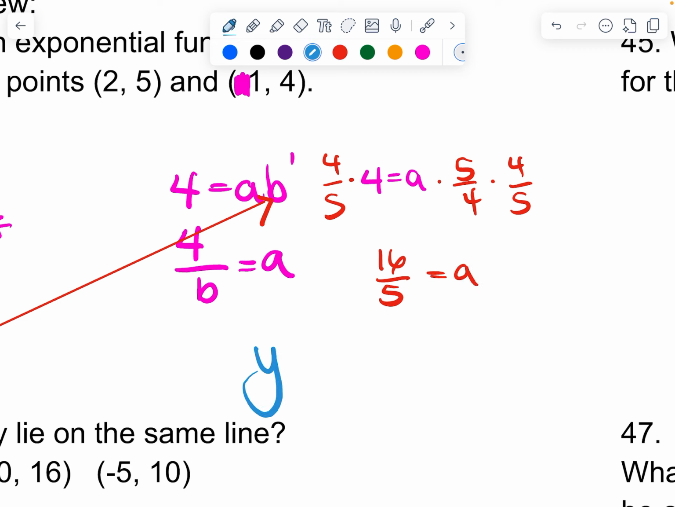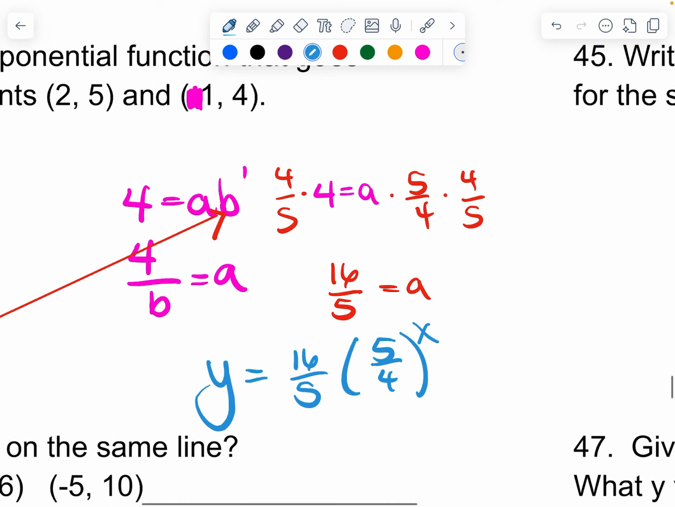So my equation is y equals, nope, helps if you do the a first and not the b first. 16 over 5, 5 over 4 to the x power.